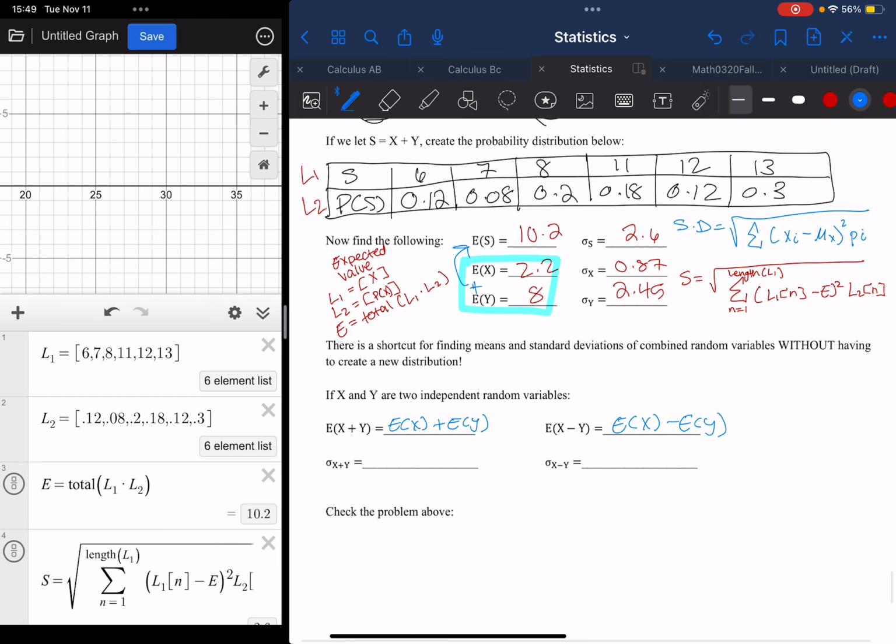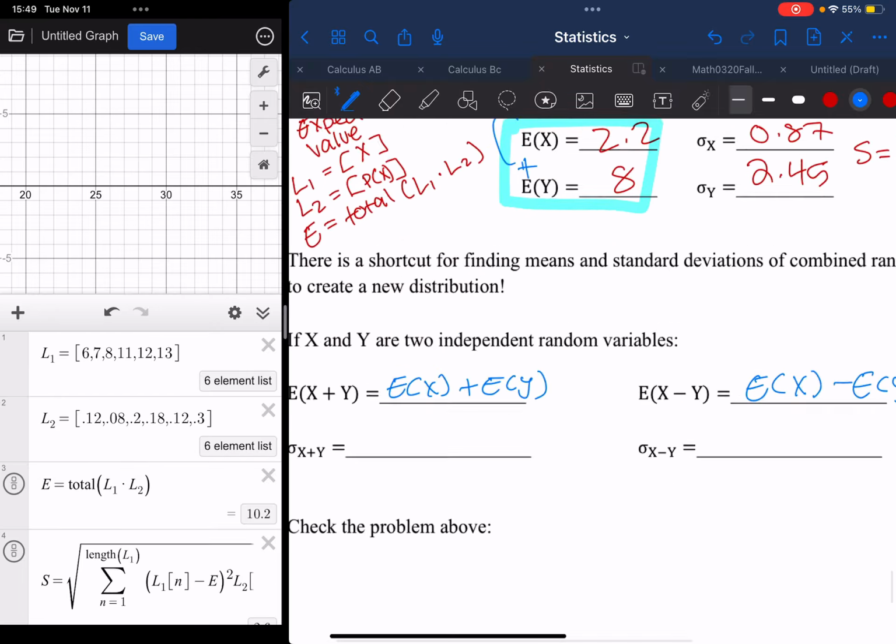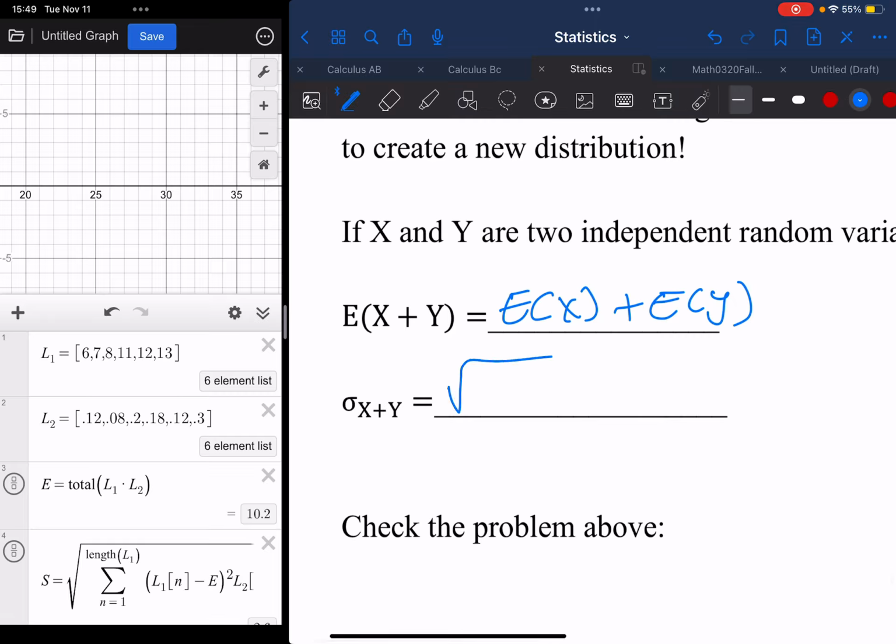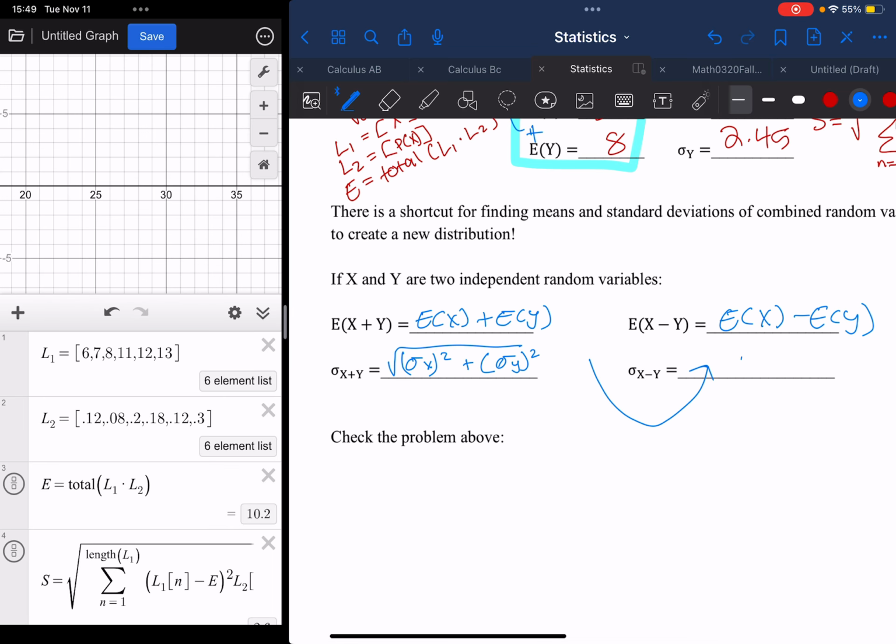For standard deviation, it's a little different. The reason why it's different is that it's not going to be simply adding or subtracting the standard deviations, but instead, standard deviation, which we're going to find out, is not impacted by adding or subtracting. So what that means is that the equations are going to be the same for both, and that is going to be the square root of sigma x squared plus sigma y squared. And this is going to be the same here. And so we can check this out.